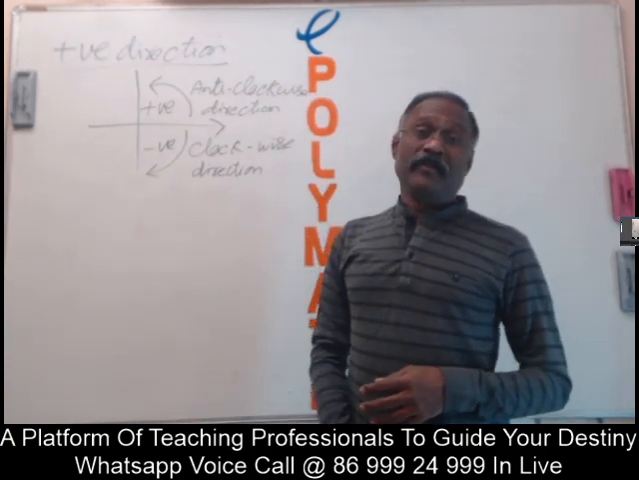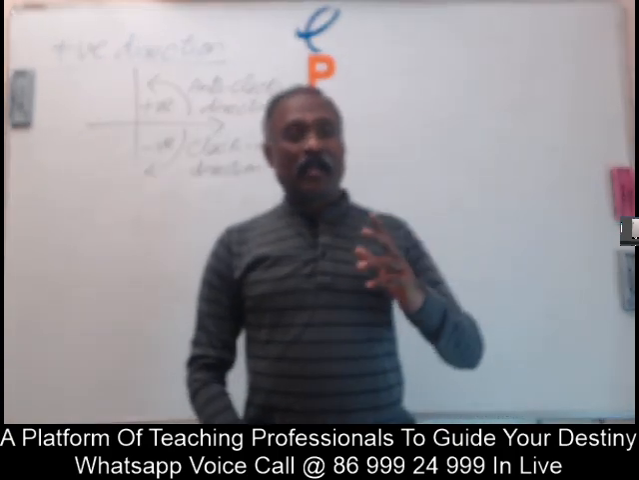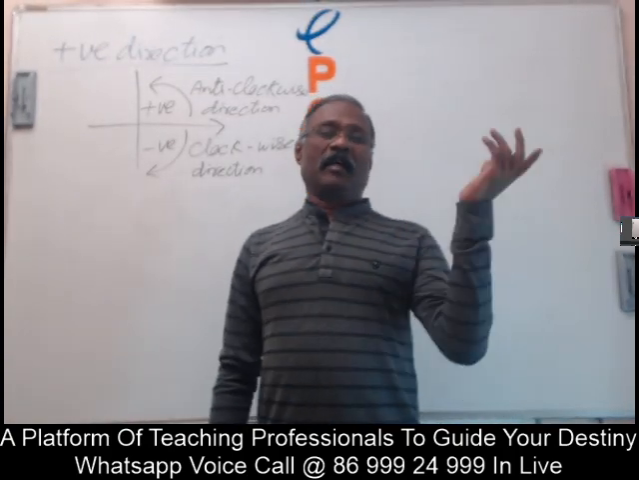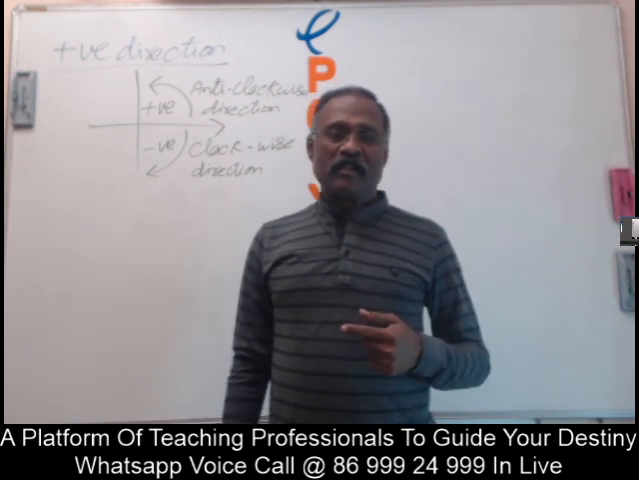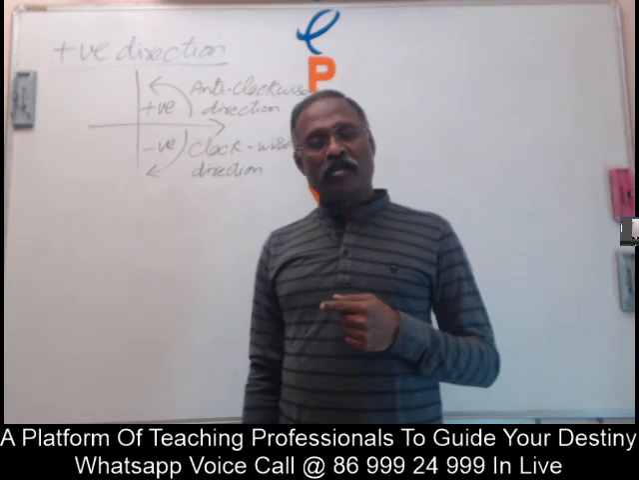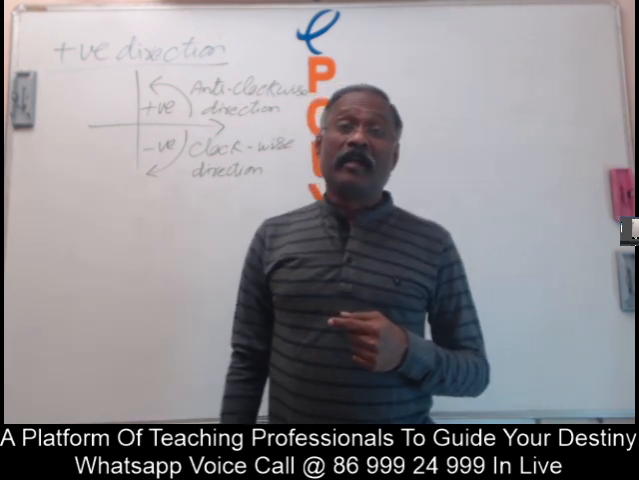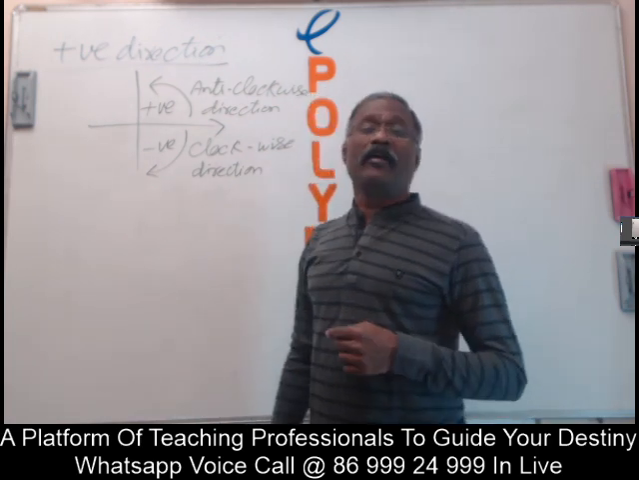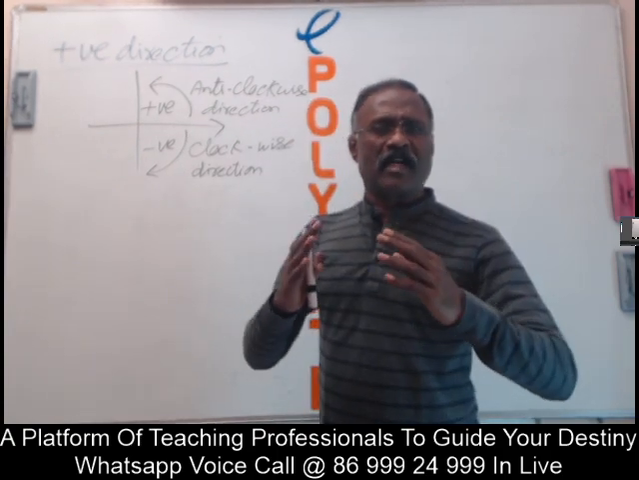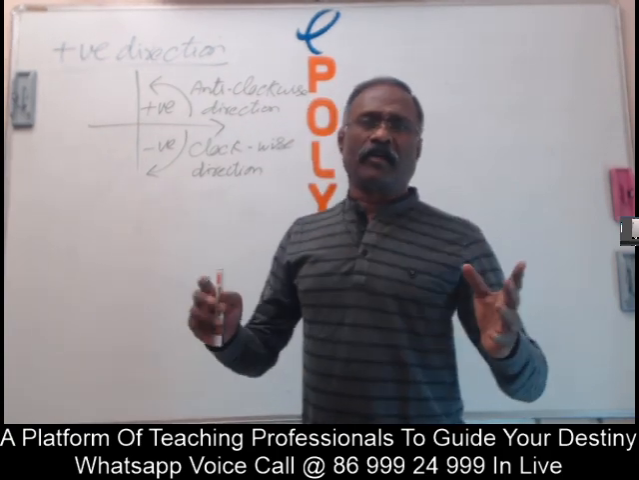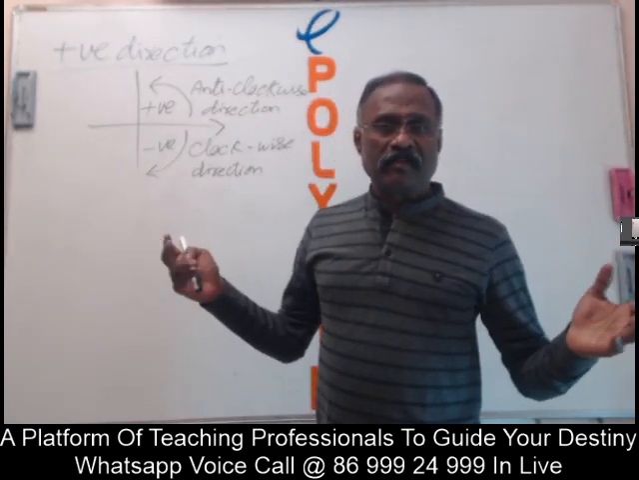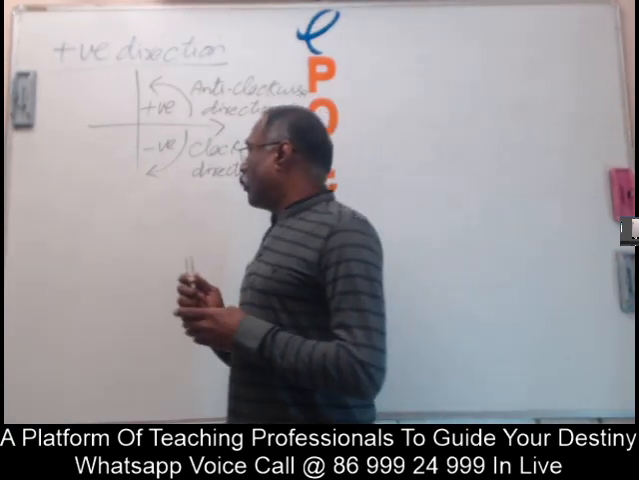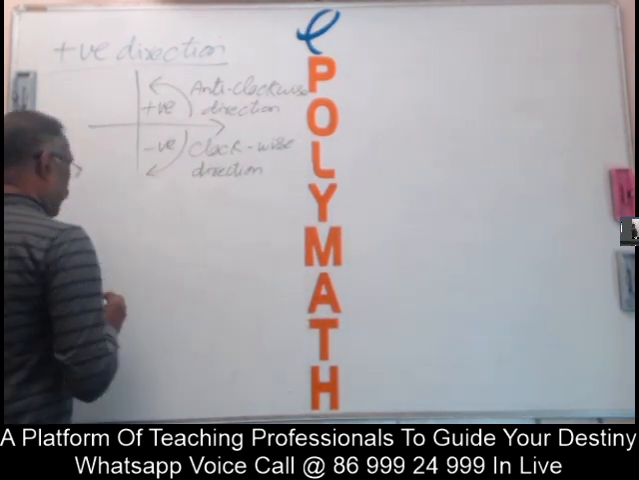Even if you see the planets that are revolving around the sun, most of them rotate in the anti-clockwise direction. So what is it that you have to understand? Anti-clockwise direction is always to be taken as the positive direction, and clockwise direction is always to be taken as the negative direction.